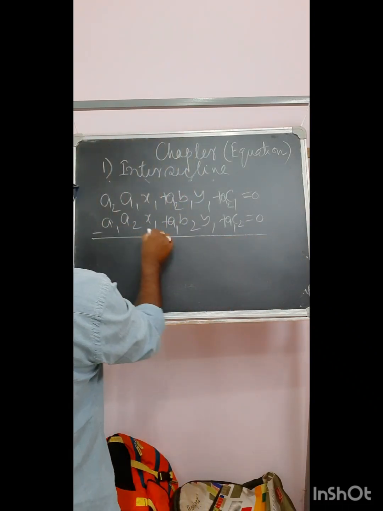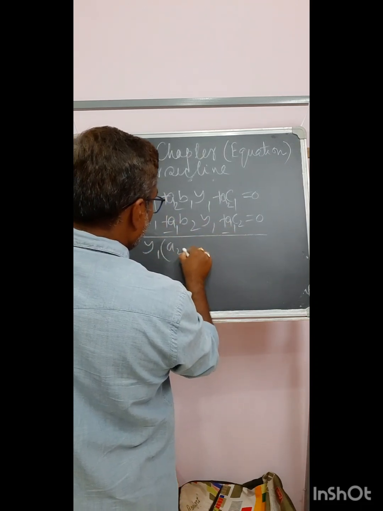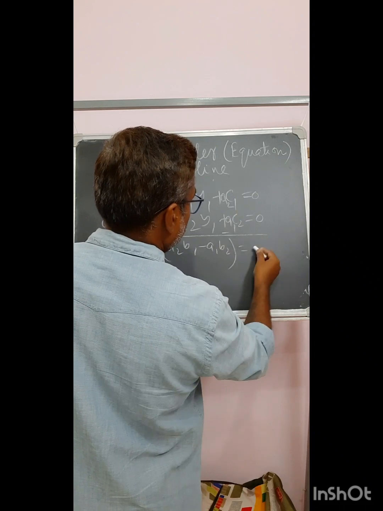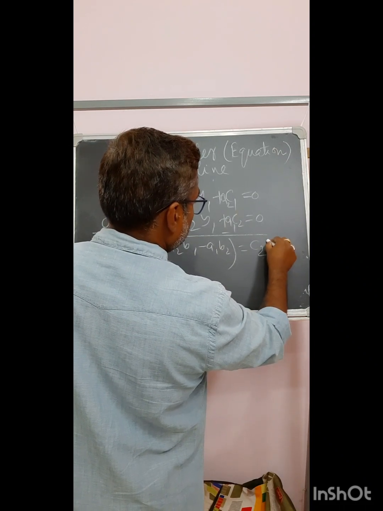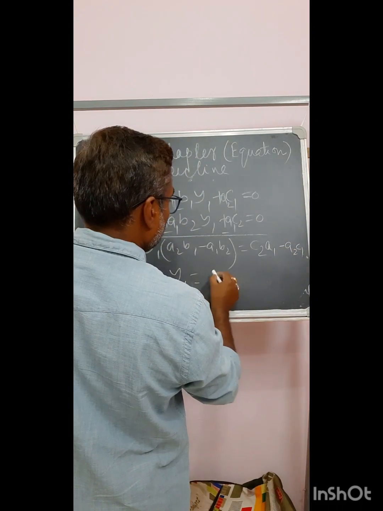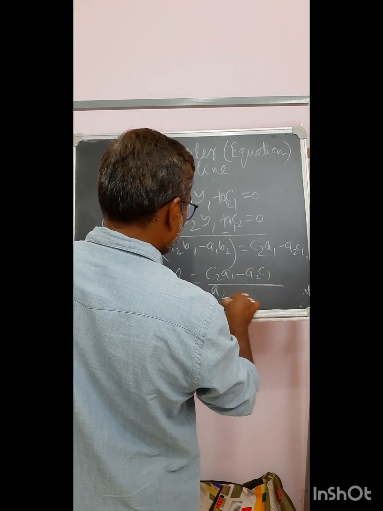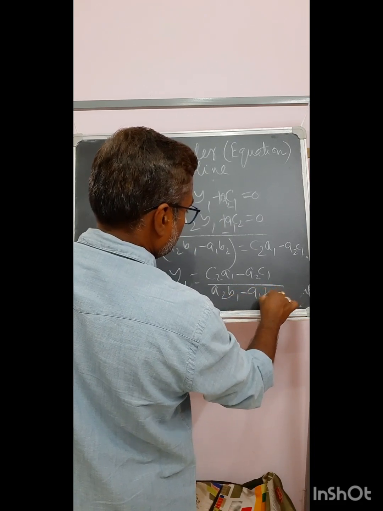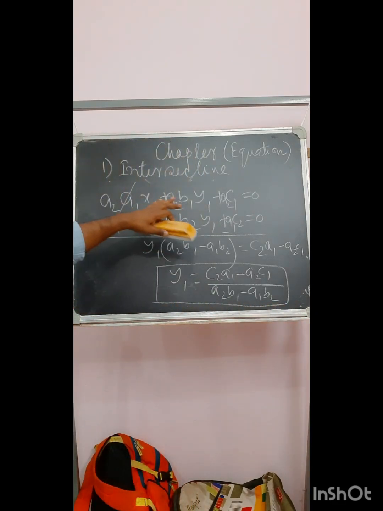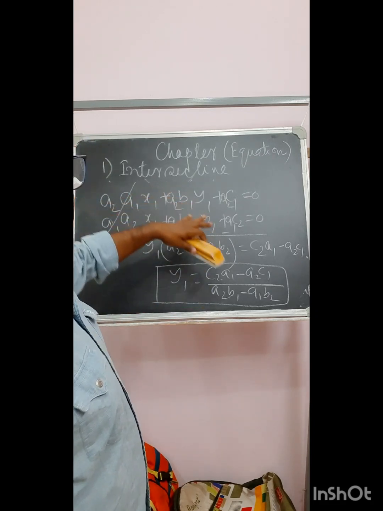So this will be cancelled out. I will get y1 (a2 b1 minus a1 b2), and this will be transferred there with the positive sign, with c2 a1 minus a2 c1. So y1 will be (c2 a1 minus a2 c1) upon (a2 b1 minus a1 b2). So this will be your y1. By this process you will get x1 and y1 both if the lines are intersecting.